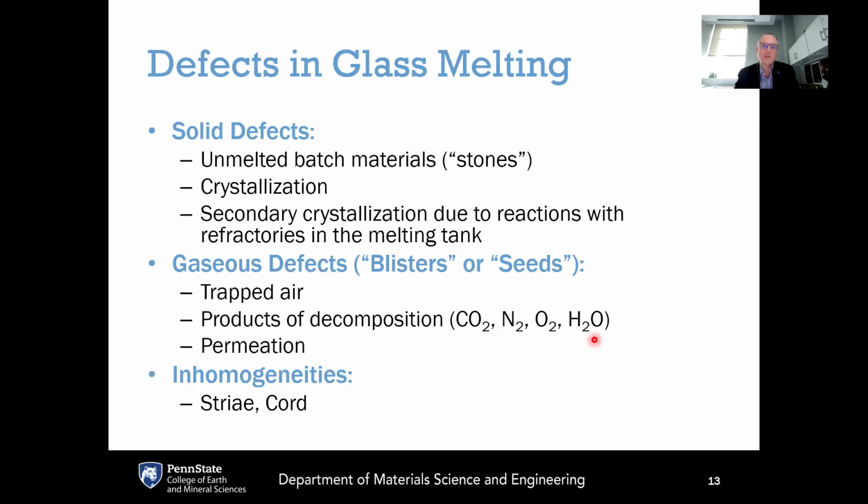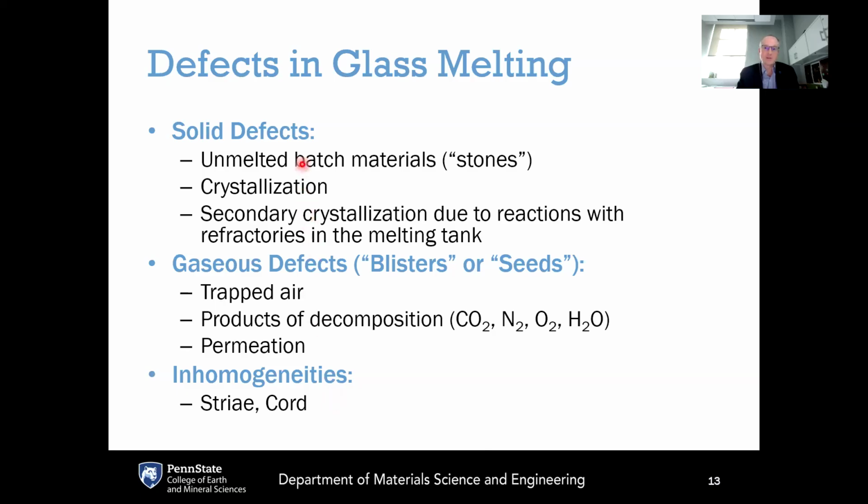Now, if we want to get good quality glass products, we have to make sure that we minimize or eliminate any glass melting defects. There are broadly three different types of defects that can occur in glass melting. The first type are solid defects, the second type are gaseous defects, and the third type are inhomogeneities.